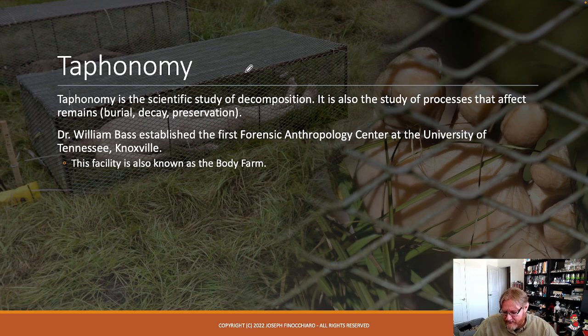And I had a gentleman that I was an acquaintance with. His wife used to be a student of my program, and he willed his body to go to the Forensic Anthropology Center at the University of Tennessee.